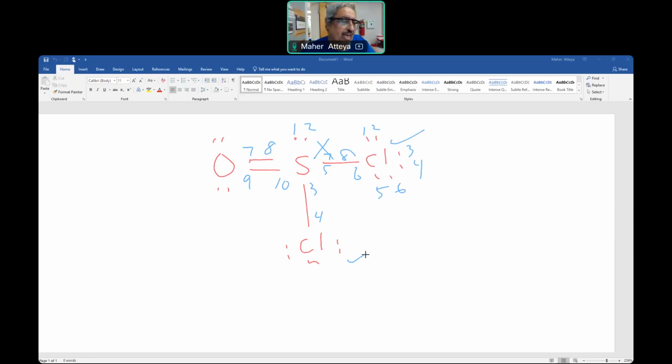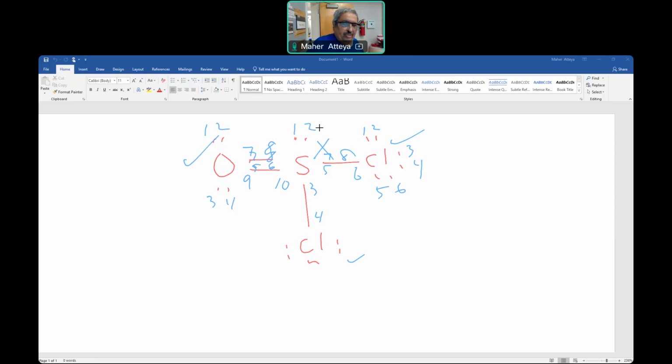How about oxygen? Oxygen has to obey. Let's do 1, 2, 3, 4, 5, 6, 7, 8. This one obeys the octet rule. The chlorine, for some luck, we have. But sulfur, the central atom, does not. It has 10. It has 10 valence electrons. So no octet rule, no 8, shared or unshared.